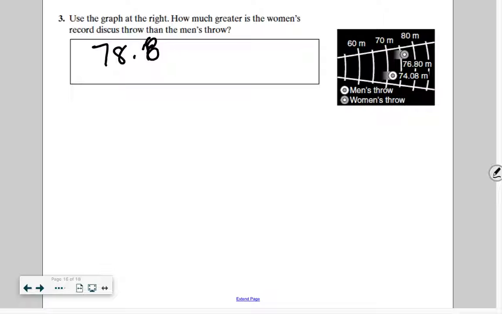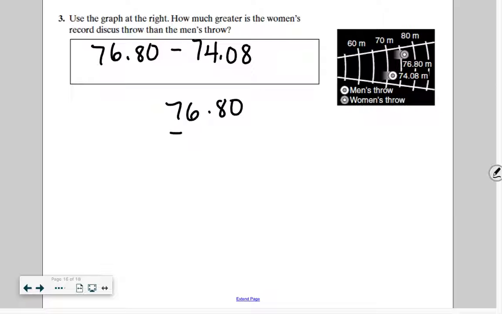76 8/10, and the men is 74 800ths. Notice it asked how much further, so isn't that actually a subtraction question? So we have to take and subtract those two numbers. I'm going to write them vertically to subtract. Doesn't matter where you write it in your notes.